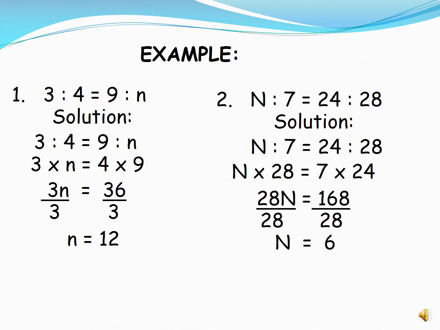Number 2. N is to 7 is equal to 24 is to 28. Solution, n is to 7 is equal to 24 is to 28. So n times 28 is equal to 7 times 24. N times 28 is equal to 28n, and 7 times 24 is equal to 168. Divide both sides by 28, so 28n divided by 28 is equal to n, and 168 divided by 28 is equal to 6. So the value of n is 6.